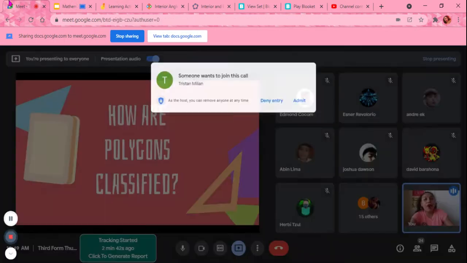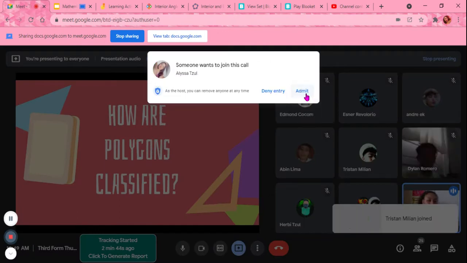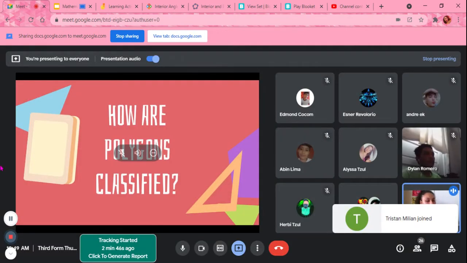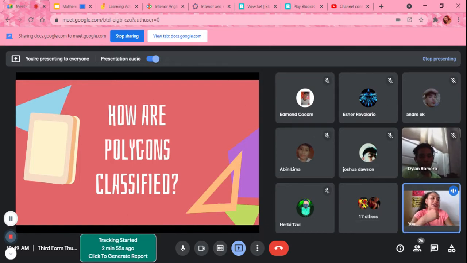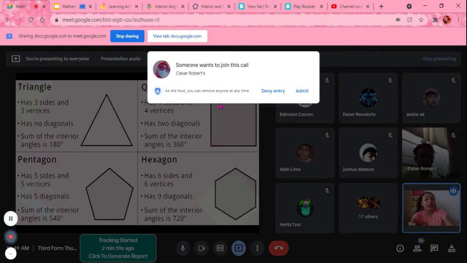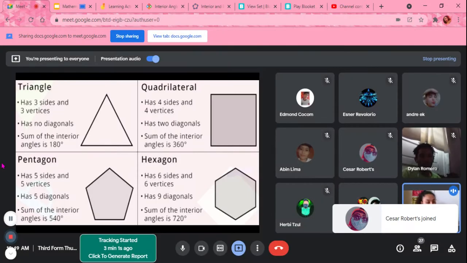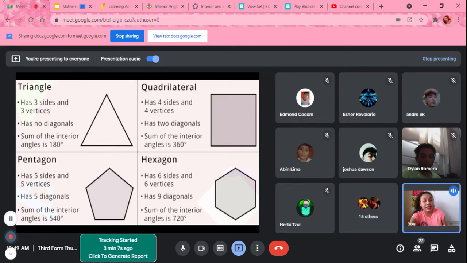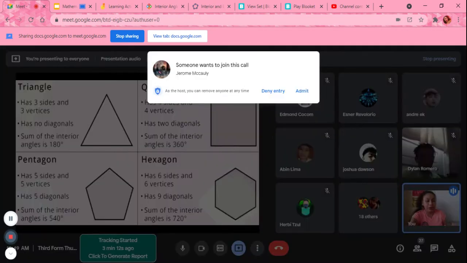So now, how are polygons classified? We're just going to skim through this because when we go to the other unit in the following month, then we are going to talk in depth about what these polygons are and their properties. So polygons are divided into different sections, and each shape has a different name. A shape with 3 sides has a name, a shape with 4 sides has a name, a shape with 5 sides, and a shape with 6 sides.